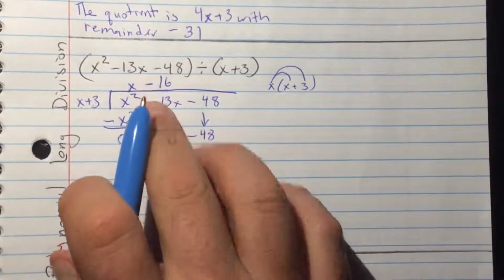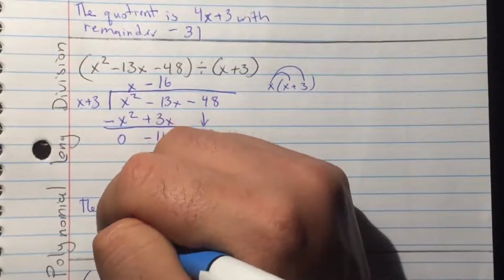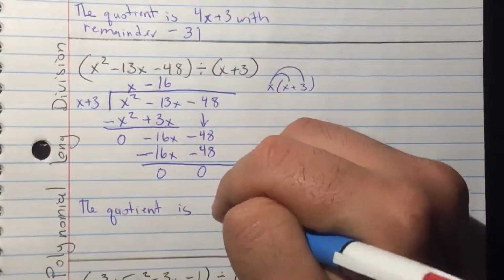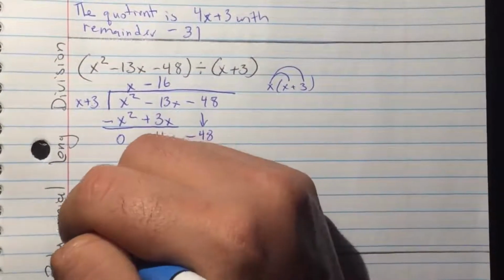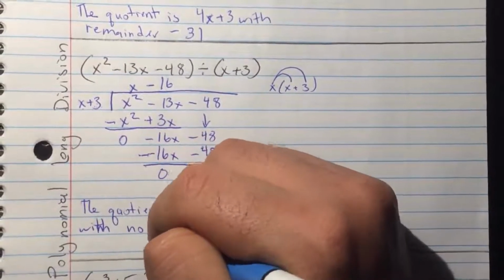So this indeed is a factor. So the quotient is x minus 16 with no remainder.